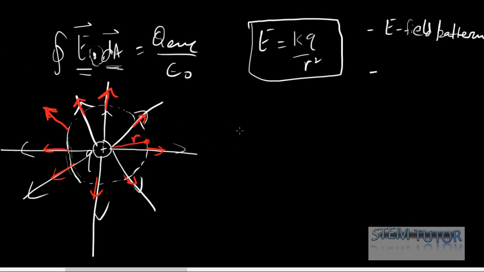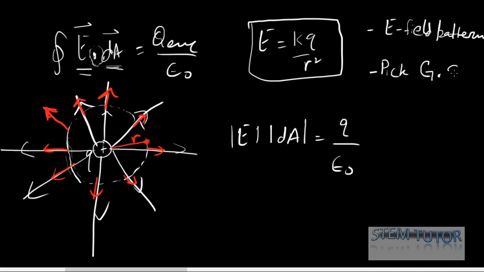So the dot product just becomes a product. It becomes E times dA equals the charge enclosed, which is little q over epsilon naught. So the first thing we have to know for Gauss's law is the field pattern, and then you choose your Gaussian surface so that it gets rid of the dot product. The integral sign is still here, so we're integrating over the sphere.